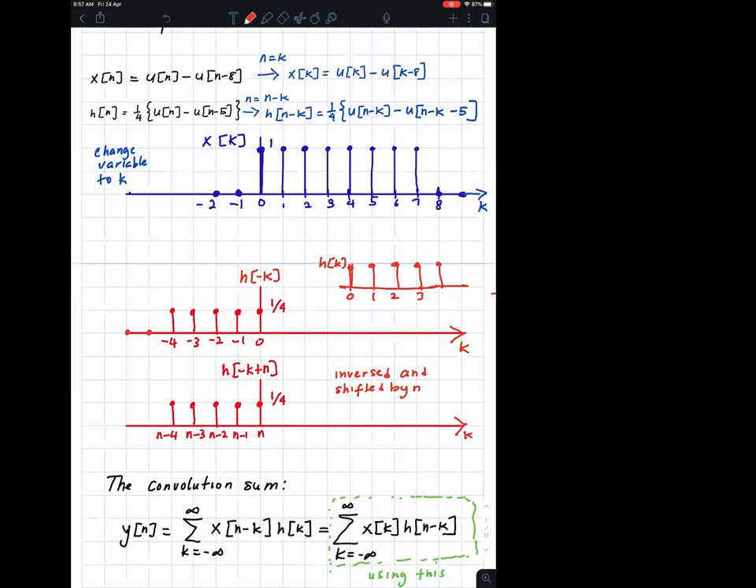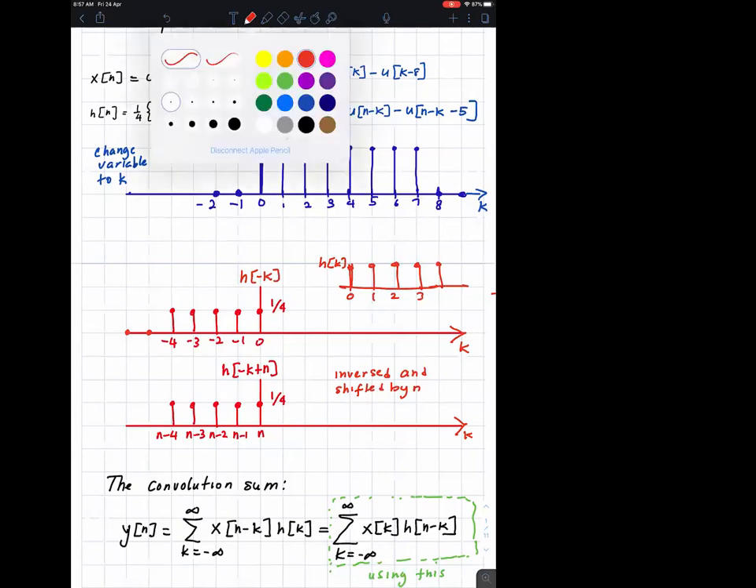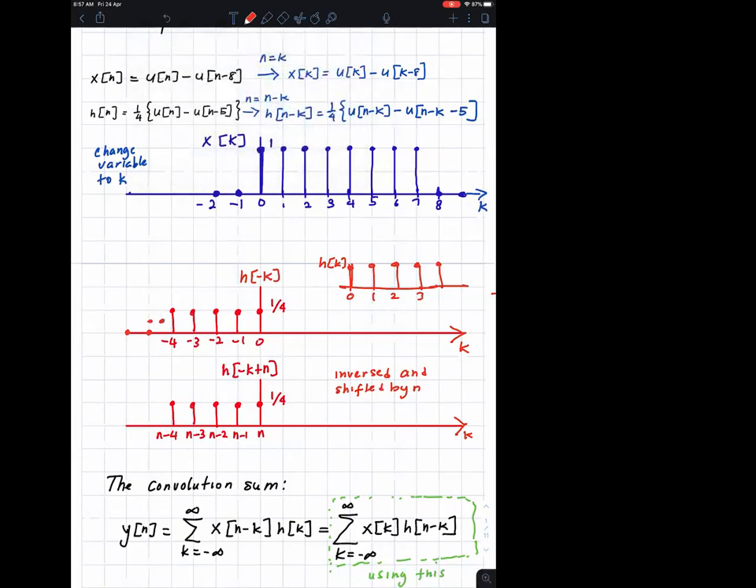So earlier on, I made a mistake. I put an infinity sign, which is wrong. So the signal is limited to k equals -4. Okay, guys, please be careful when you draw this. You can make mistakes.